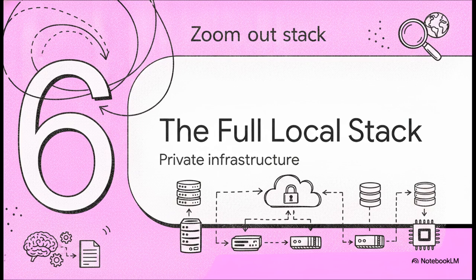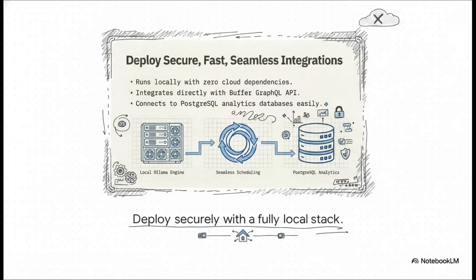Finally, let's zoom out for Section 6, the full local stack. This is the ultimate advantage of this whole architecture. You get secure, fast, seamless integrations running entirely locally. You have a local Llama engine processing the heavy AI language models. You have a Postgres database storing your analytics. And it only hooks outward to the Buffer API when a post is completely verified. There is zero reliance on cloud AI keys. Your proprietary data never leaves your machine.